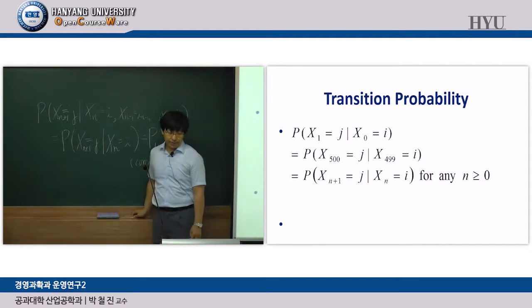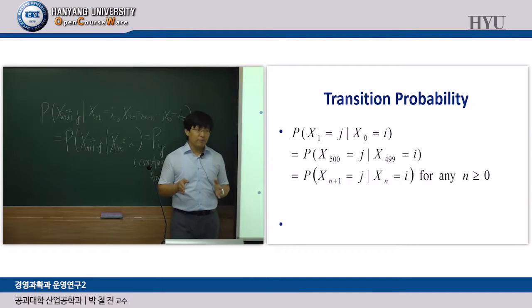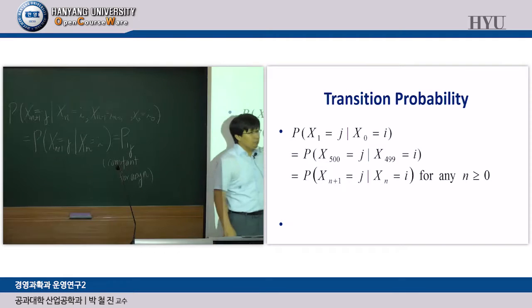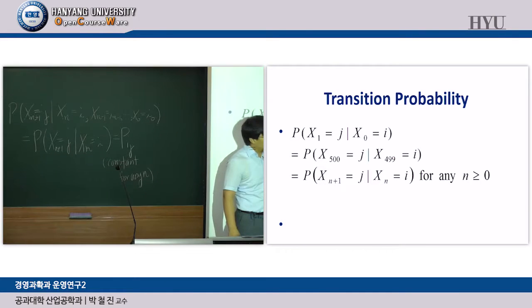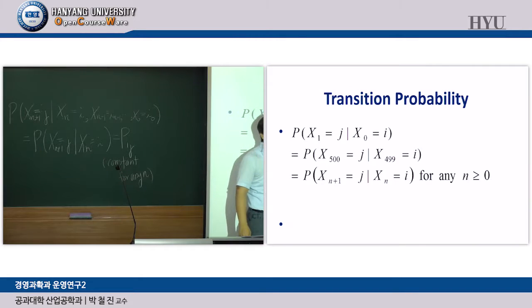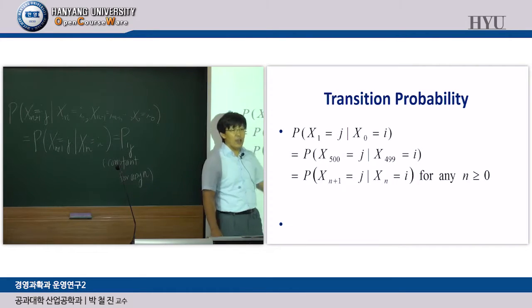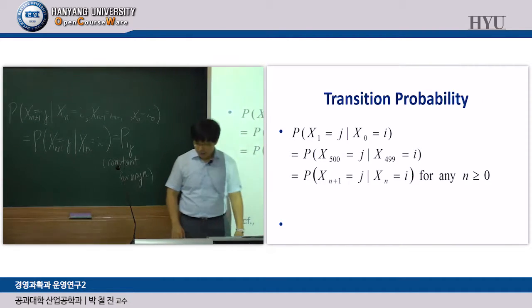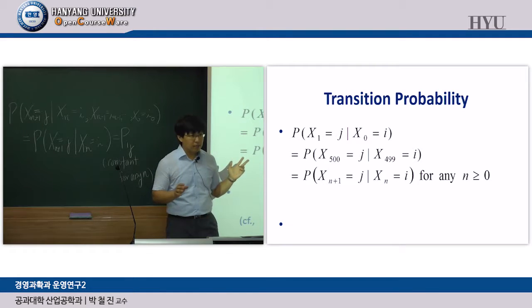So the transition from time 0 to time 1, from state i to j, is the same as the state change from time 499 to 500, from state i to j. They have the same constant probability, based on the discrete time Markov chain structure. For any time n, this probability is a constant.